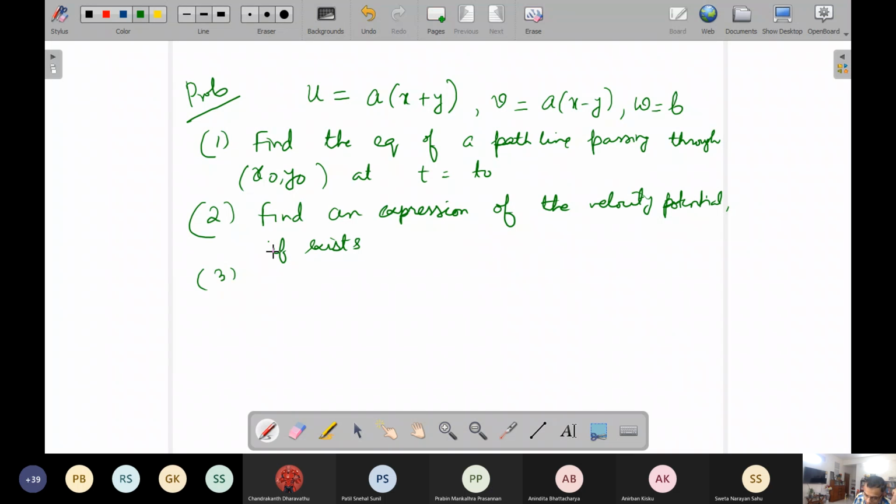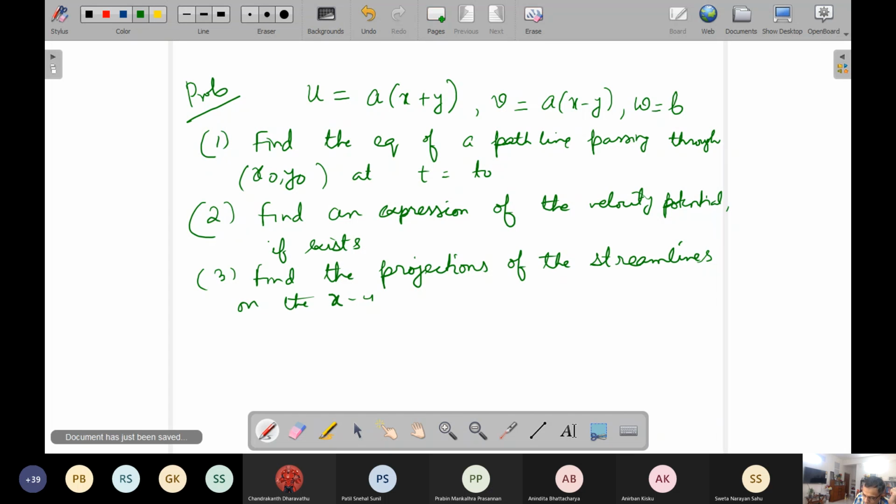And number three, find the projections of the streamlines on the XY plane. So let us try to look into the answers to these one by one.